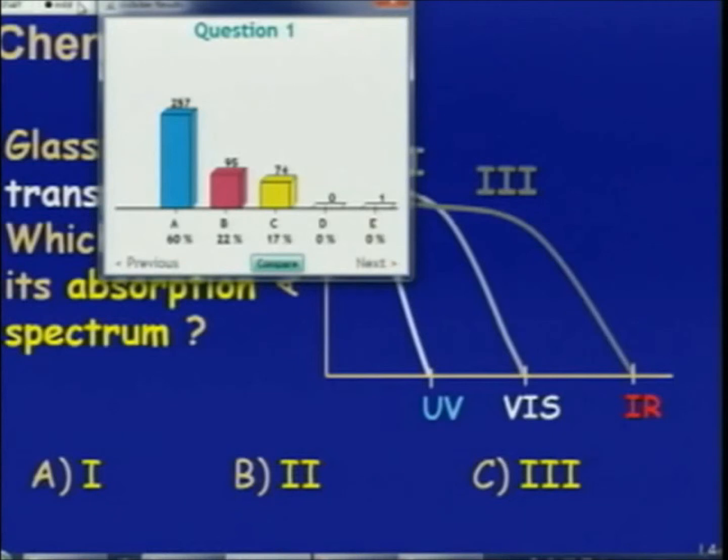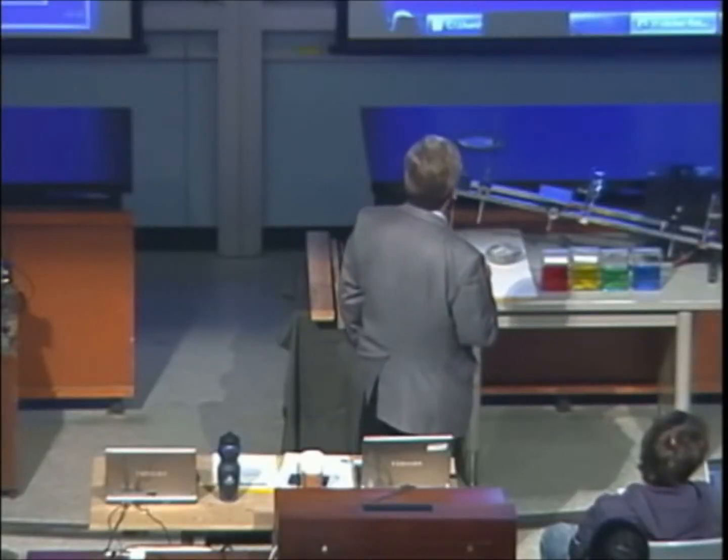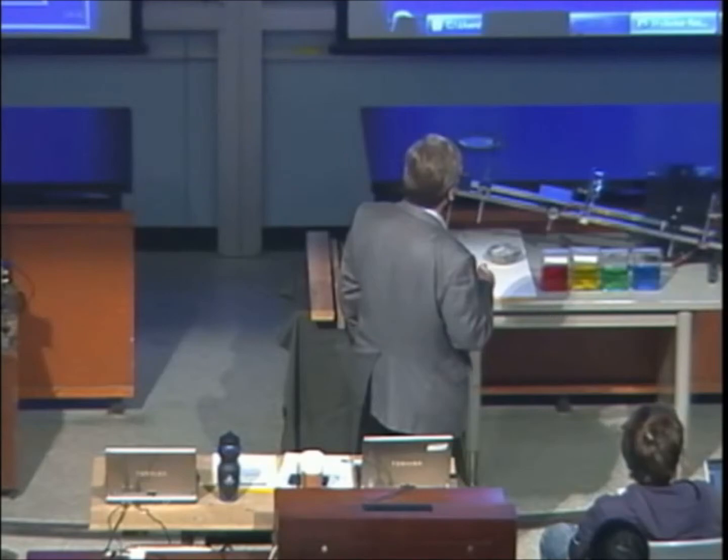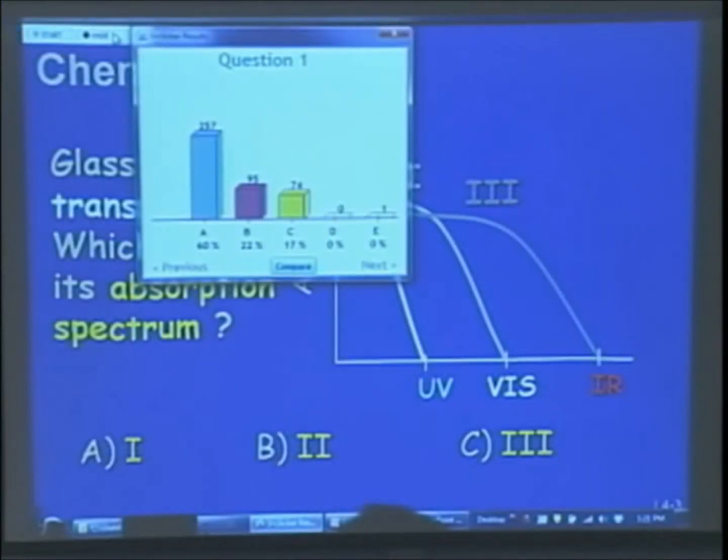So we have 427. Let's see what the answer is. The answer is that for the absorption spectrum of window glass, a majority says it's number 1. Some say it's this one, and some say want to sit in the dark, actually. No, never mind. That's this one, okay?